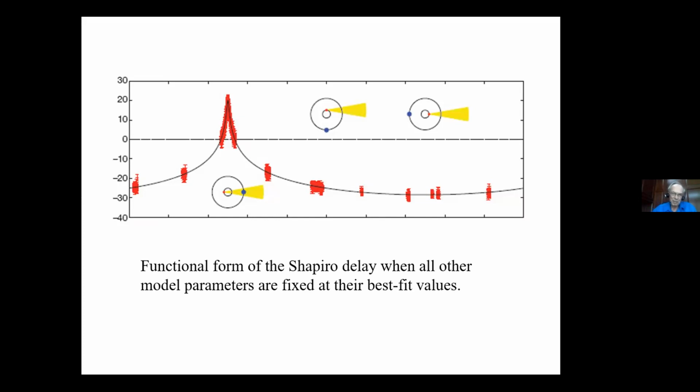It's cycle after cycle after cycle of measurements, and it shows the size of the error bars and a fitting of the curve. It also shows where the companion star is compared to Earth at each point on this plot. So in the middle where the peak is, the companion star is in the line of sight between us and the pulsar. And then as the white dwarf goes around, the curve goes down and it comes up again.